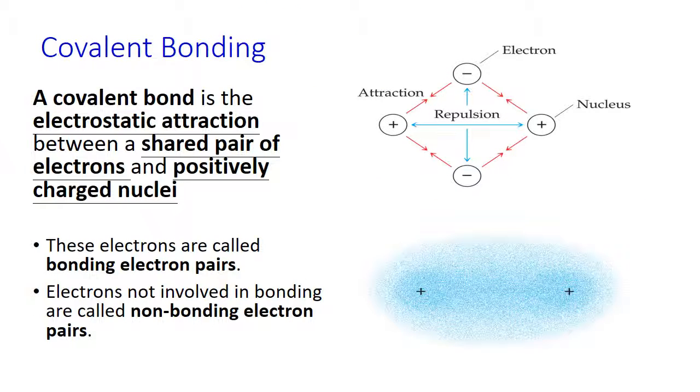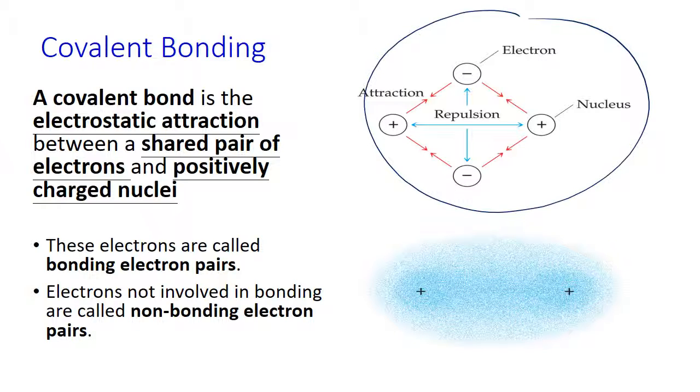So what is covalent bonding? Well, a covalent bond, as you can see from the diagram here, is an electrostatic attraction between a shared pair of electrons and a positively charged nuclei. Okay, so the negative charges of the electrons are going to attract the nuclei, whereas you're going to get a repulsion between the positively charged nuclei of two different atoms.